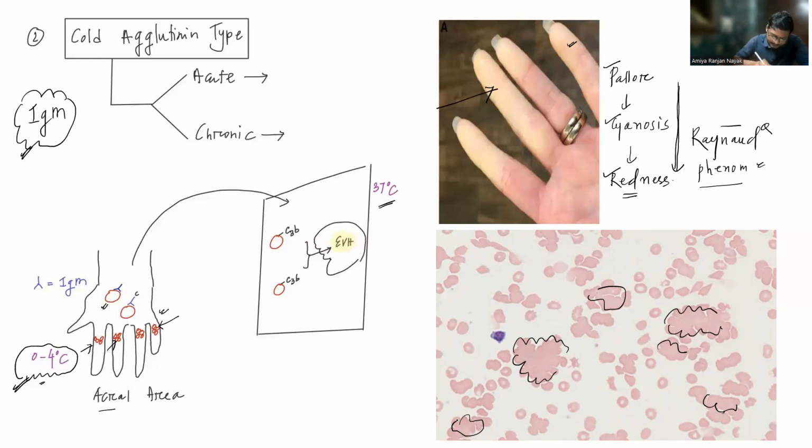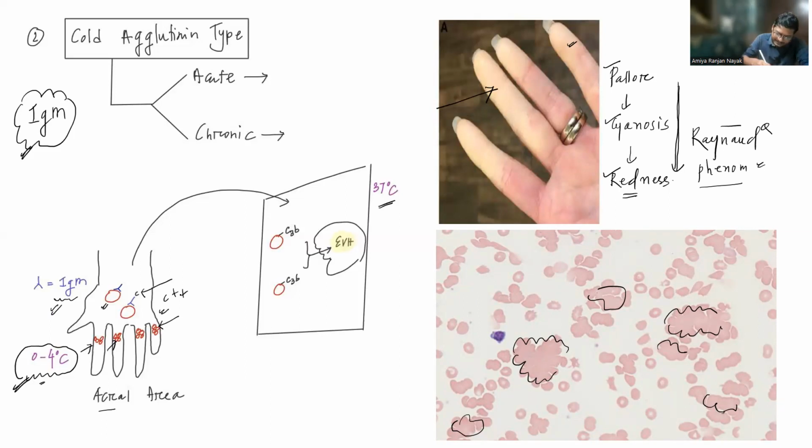Next thing is these IgMs. As I have told you previously, IgMs have the highest propensity to cause complement activation. So they will also cause complement activation. As you can see here, C means complement activation. They can cause severe complement activation.